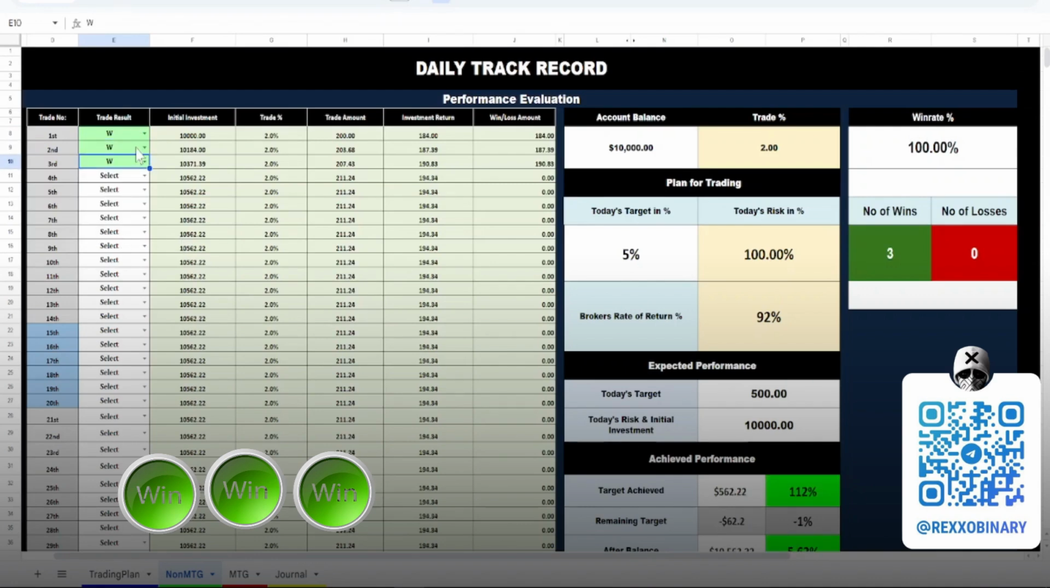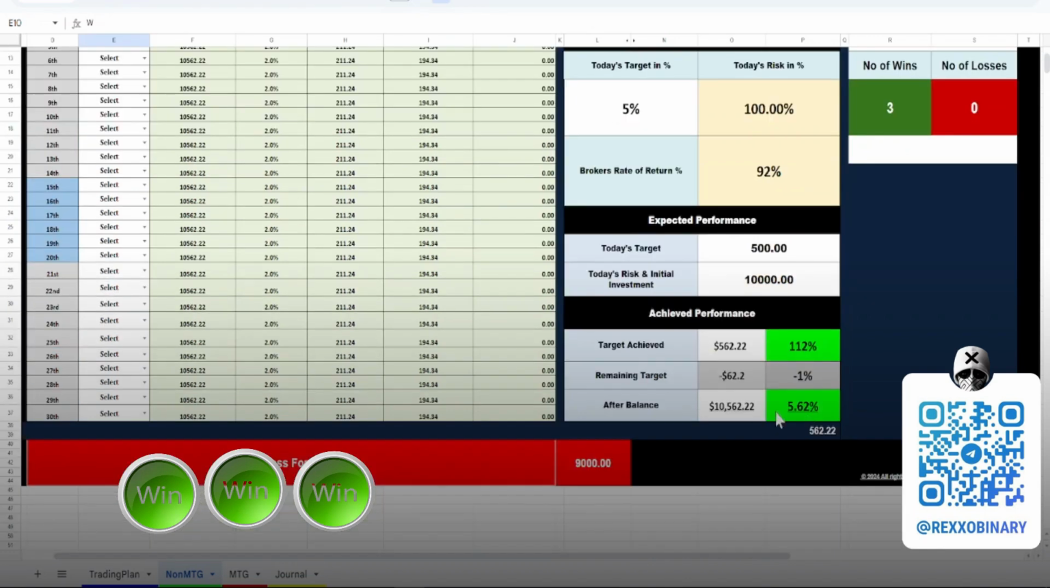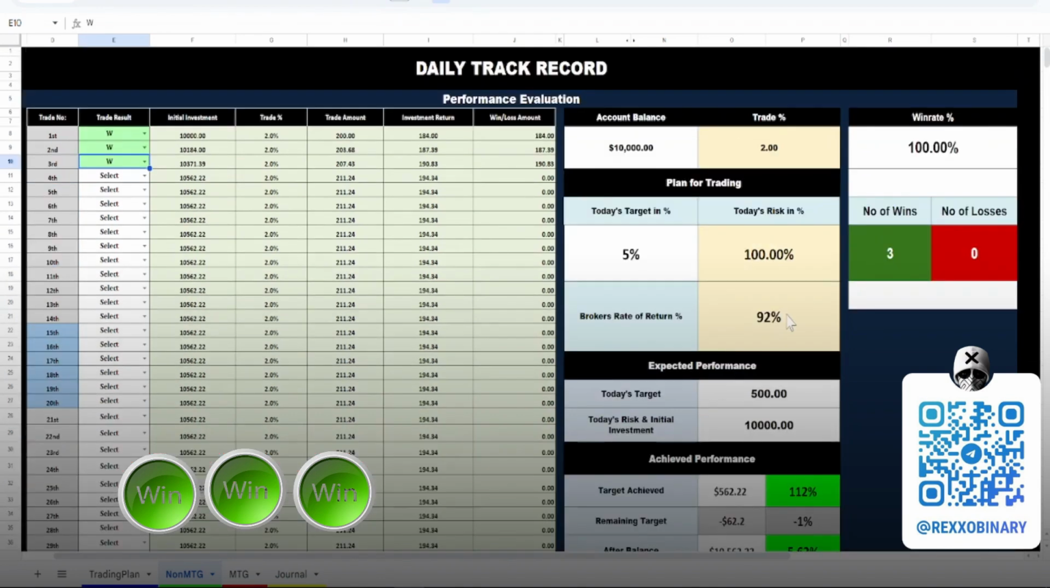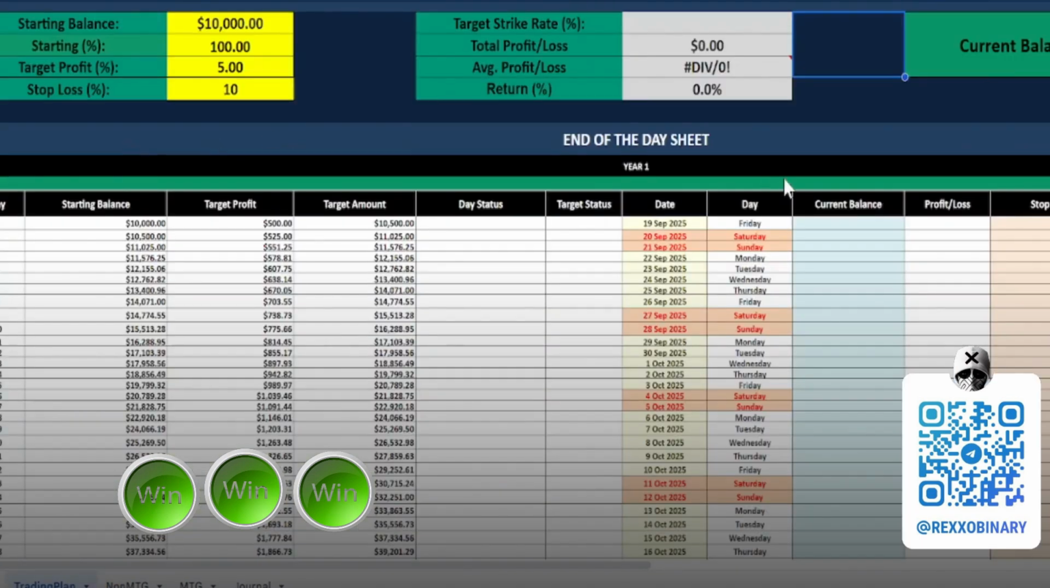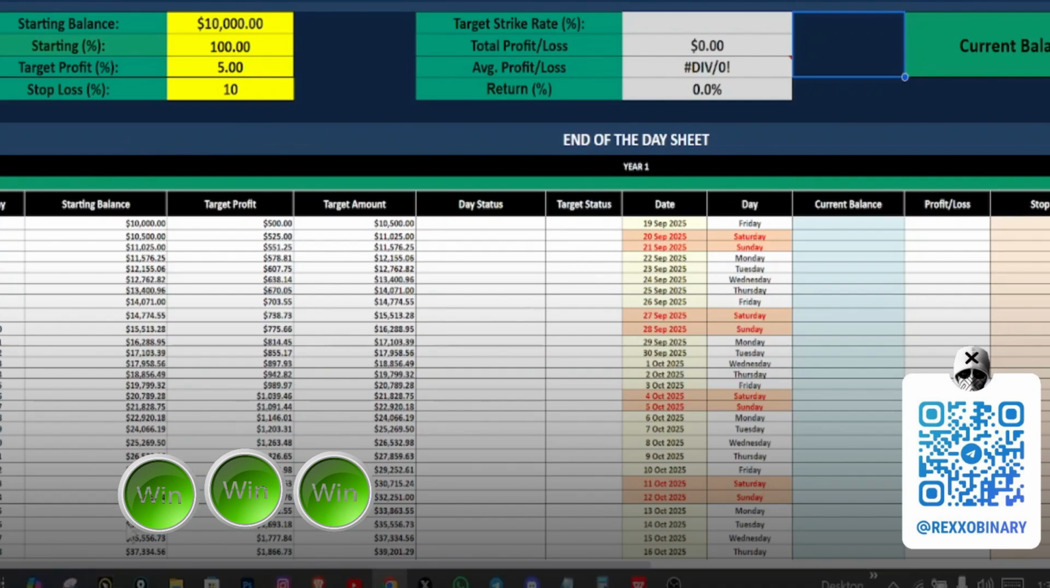Okay, so I entered three trades and I won three. So I just achieved 5% of my account balance, and that was my target. You can see it is showing green here. So I am done for today, but I'll see if I can take just one more before calling it a day.